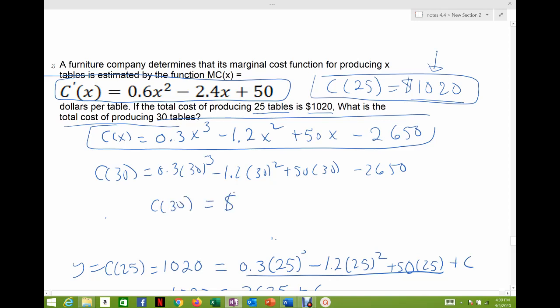Alright, it's a dollar amount, so make sure you include your units. So when they produce 30 tables, it should cost them $3,170. Alright, and there's my final answer.